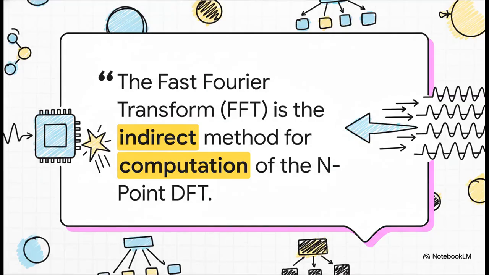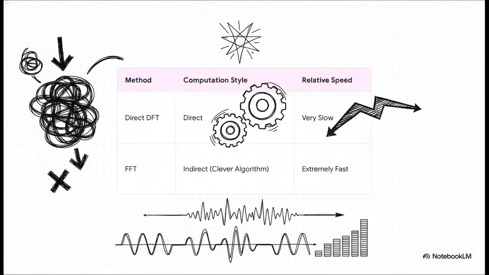And then, the solution arrived, the Fast Fourier Transform, or FFT. Now, this is a really crucial point. The FFT is not a new kind of transform. It is a genius algorithm, a clever recipe for calculating the exact same DFT result, but in a tiny fraction of the time. This table really puts it all into perspective. The direct DFT is the brute force approach. The FFT, on the other hand, is a super clever algorithm that reuses calculations and exploits symmetries in the math. It gets the exact same result, but it gets there exponentially faster.